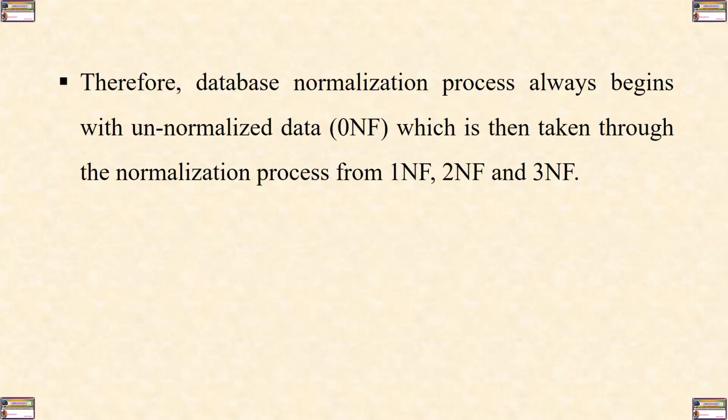Therefore, the database normalization process always begins with unnormalized data, or zero normal form, which is then taken through the normalization process from the first normal form to second normal form and to third normal form. Of course, there are other normal forms, but the highest in this case is the third normal form. Once you reach the third normal form, your data is ready for automation. You are ready to create a database using database management software.